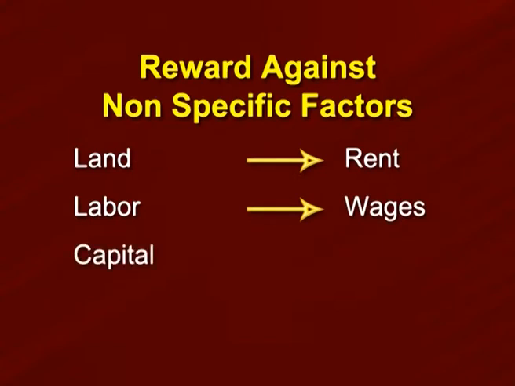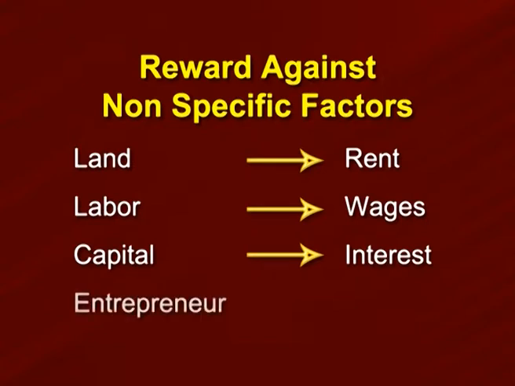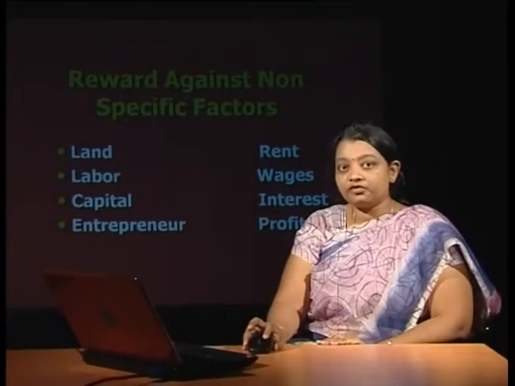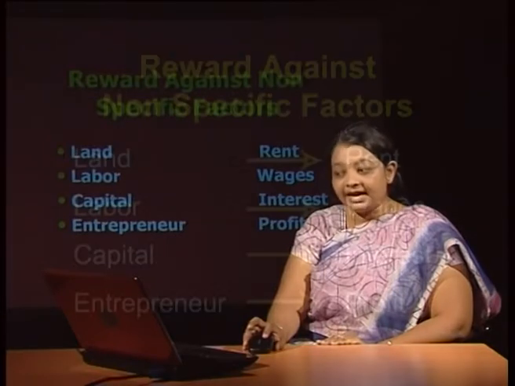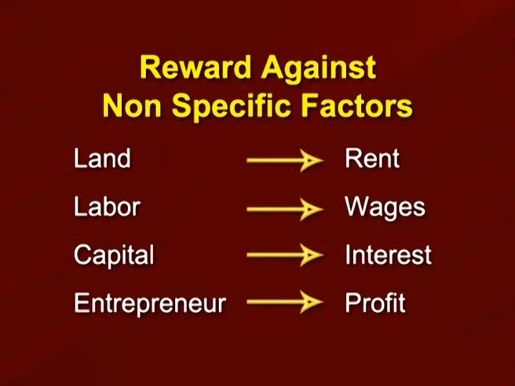In the case of capital, or the money used by the producer, he pays interest for the use of capital, and when he uses his skill or ability to cover risk, it is known as entrepreneurship, and against entrepreneurship he is able to earn profit. Therefore, we can say that there are four types of non-specific factors: land, labor, capital and entrepreneurship, and rent, wages, interest and profits act as prices for all these non-specific factors.